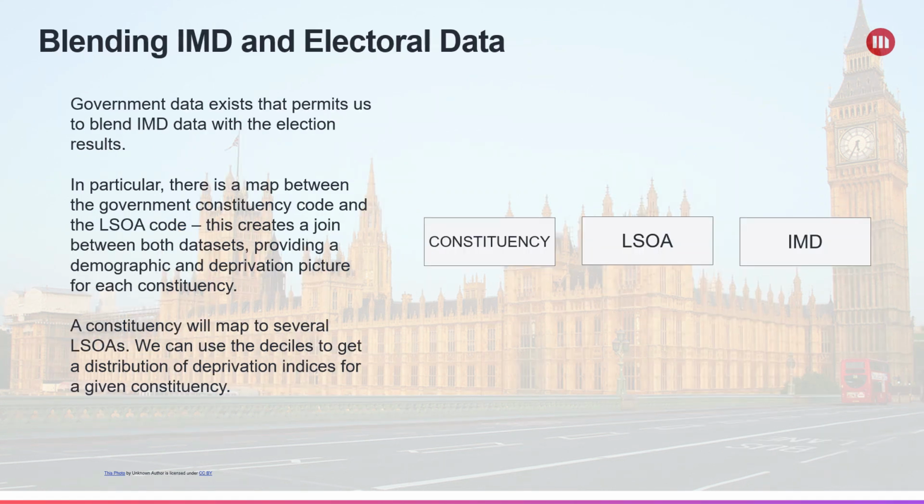I have blended several government data sets to join the election results to the index of multiple deprivation data. In particular, there is a map between the government constituency code and the LSOA code. This creates a join between both data sets, providing a demographic and deprivation picture for each constituency. As we can see from the diagram, a constituency maps to several LSOAs, each of which has the index of multiple deprivation measures.